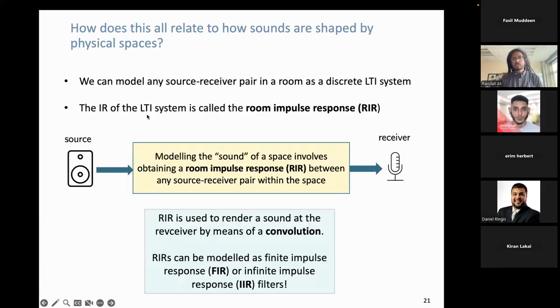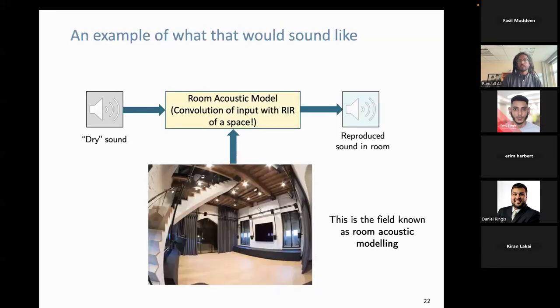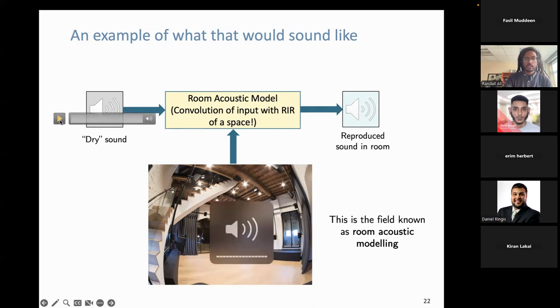These room impulse responses can be modeled as finite impulse response filters or infinite impulse response filters, and we'll see two examples of that. So it's FIR and IIR filters, which you've seen before. Again, the point is that modeling the sound of the space really involves obtaining the room impulse response between any source-receiver pair within that space. So here's an example. Let's say I have a dry sound here, which I'm going to play.